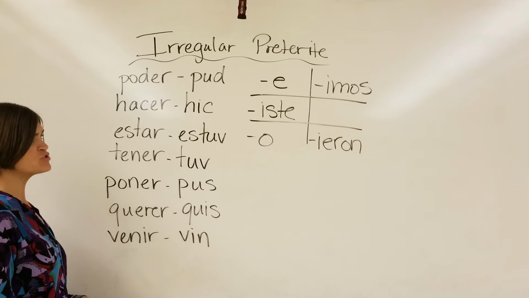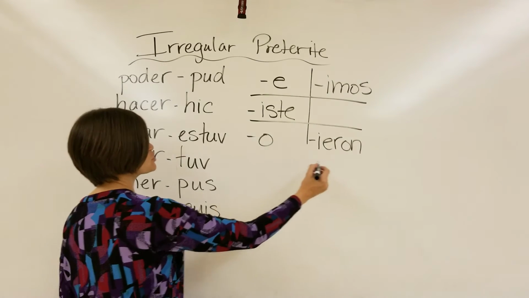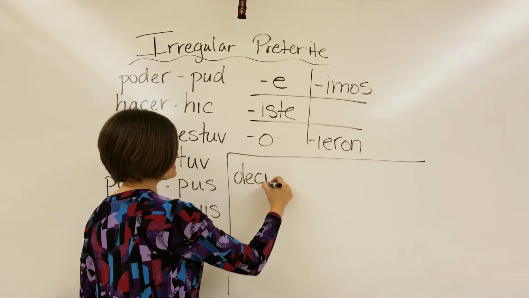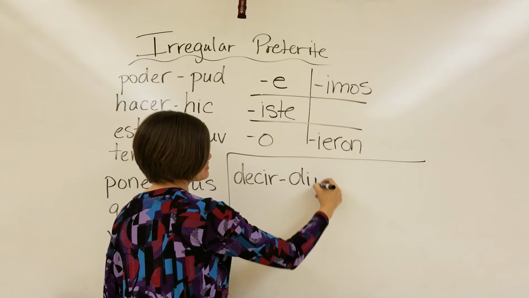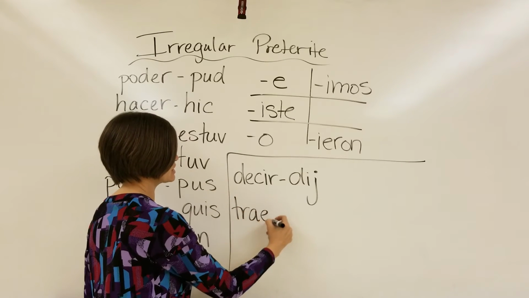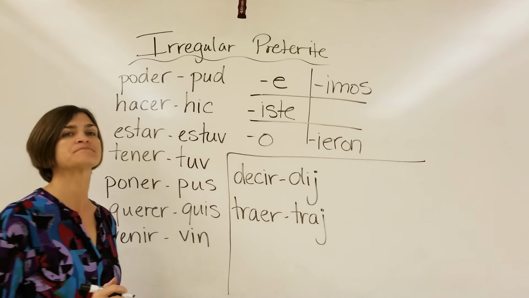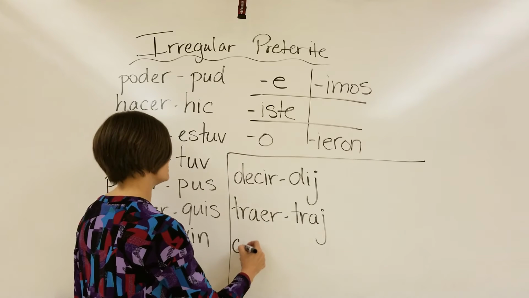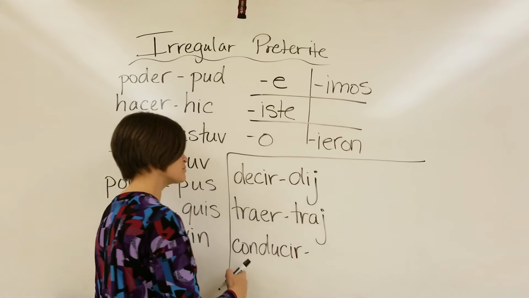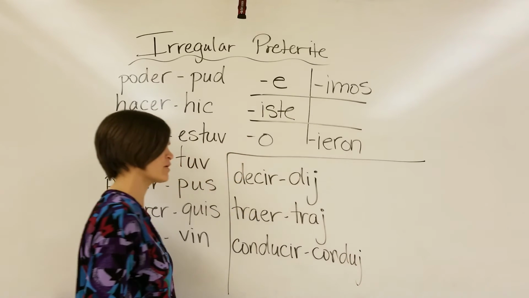And then there's a couple of extra, even more special ones that have a J on there. So those super special ones, we'll put those guys over here. One of them is the verb decir. The stemmy for decir is dij, and the other is traer, which becomes traj. Less likely to run into is the verb conducir, meaning to drive, is conduj, and there are more.